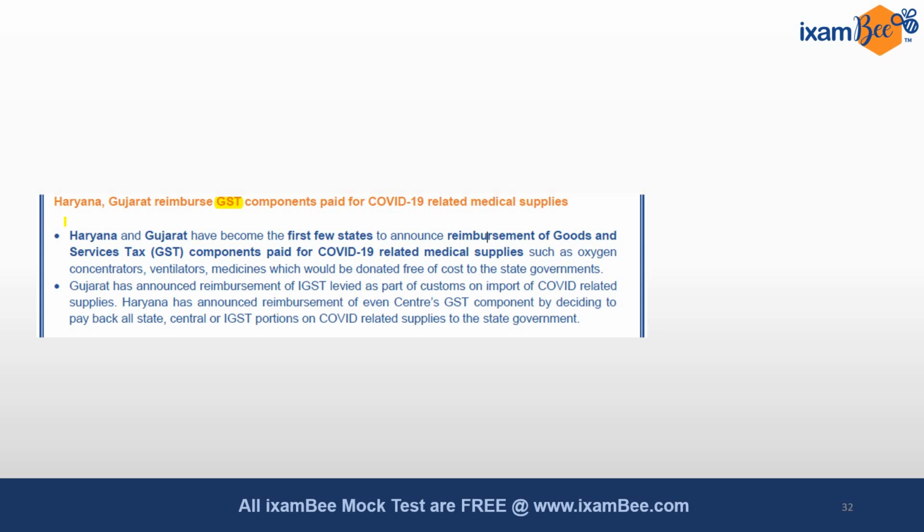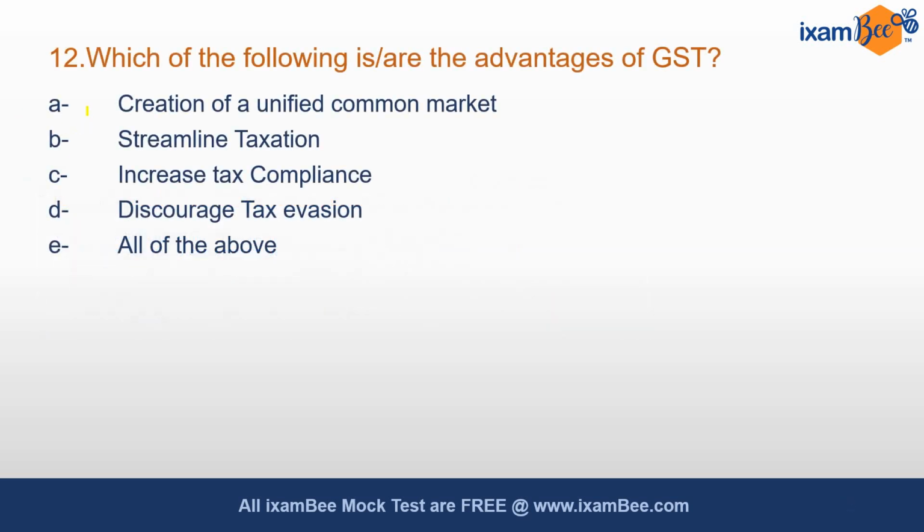So here is another news. Haryana and Gujarat reimburse GST components paid for COVID-19 related medical supplies. For all the COVID-19 related medical supplies, what have these two states, Haryana and Gujarat, done? They have reimbursed the GST components on them, meaning they have returned that GST collection. So let us see a question based on GST.